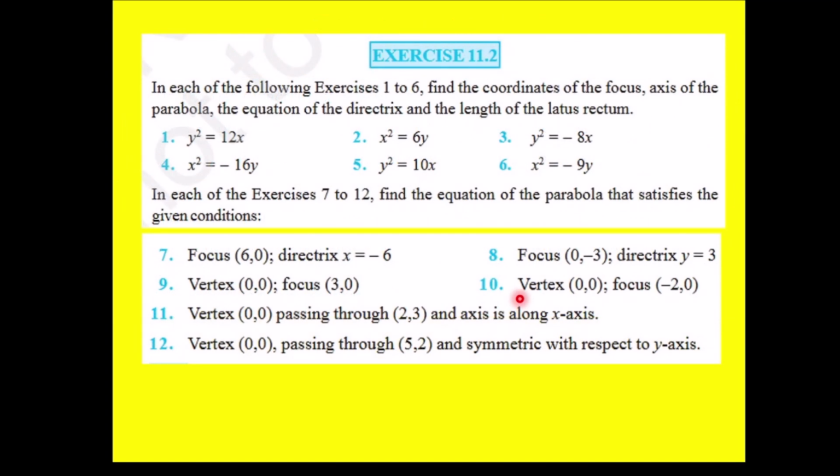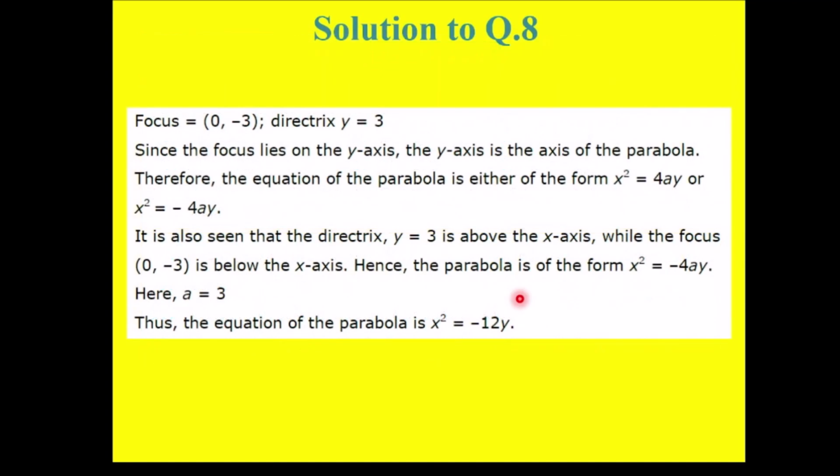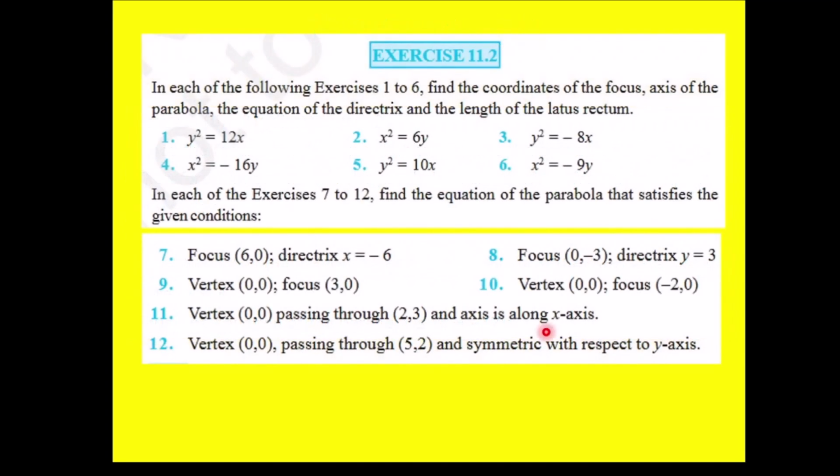Next question, focus is (0, minus 3), directrix y equal to 3. Therefore, the focus is on the y axis, the y axis is the axis of the parabola. Therefore, equation of the parabola is either of the form x square equal to 4ay or x square equal to minus 4ay. It is seen the directrix is y equal to 3 above the x axis, while the focus is (0, minus 3). Hence, the parabola is of the form x square equal to minus 4ay, a equal to 3. So, equation of the parabola is x square equal to minus 12y. It is a downward parabola.